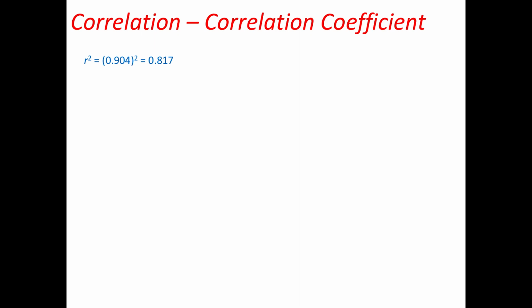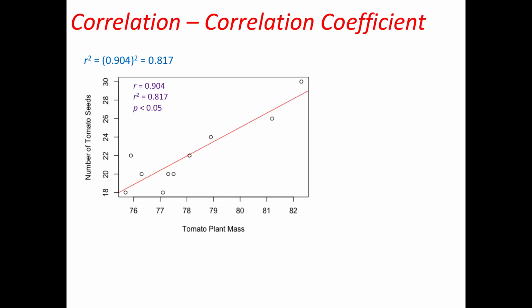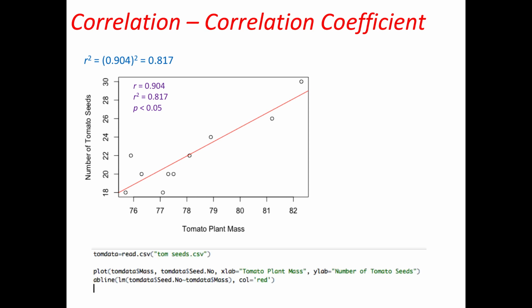Finally, a scatter plot graph can be used to illustrate the relationship. It is possible to draw a straight line that goes through the points called a line of best fit. Here is the RStudio command code to generate a scatter plot with a best fit line. I have read in the data on the tomato seeds that on my computer was called tom-seeds.csv. I named the data set Tom Data. I ran the easy plot command, so plot, parentheses, your X value, your Y value, and then I labeled those. So tomato plant mass is your X label, number of tomato seeds is your Y label.